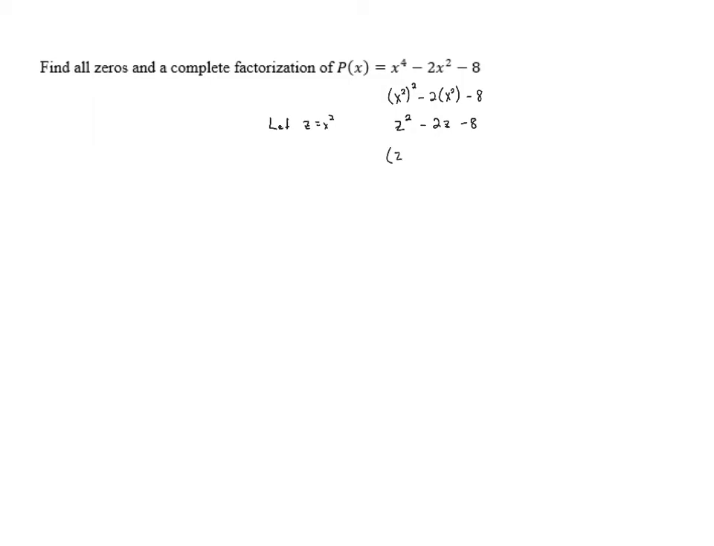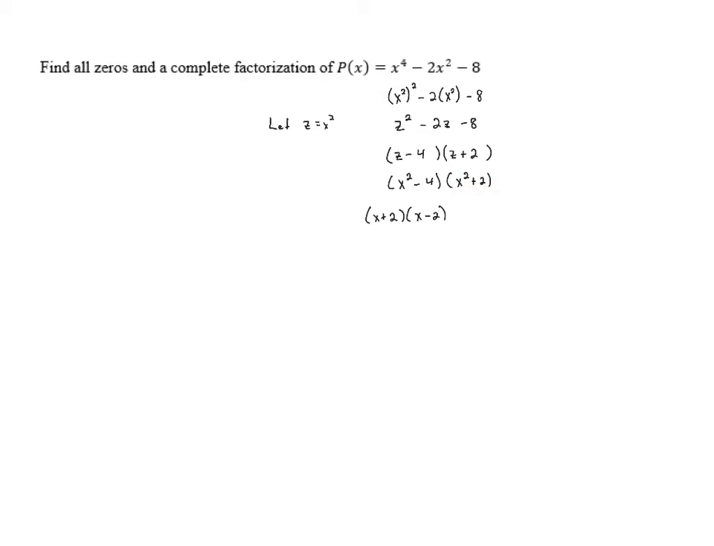We use unfoiling. We need two numbers that have a product of negative 8 and a sum of negative 2. Those are going to be negative 4 and positive 2. And replacing z back with x squared, we've got x squared minus 4 times x squared plus 2. Now x squared minus 4 is a difference of squares. We get x plus 2 times x minus 2.